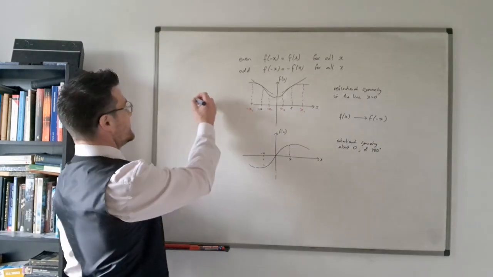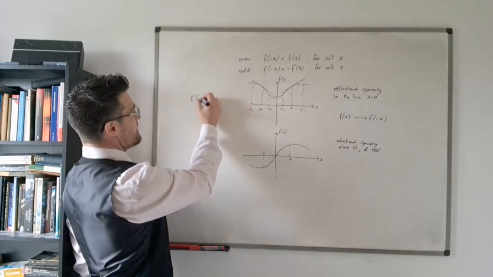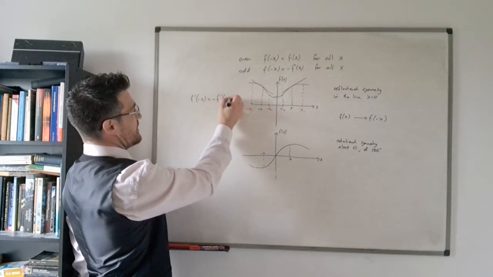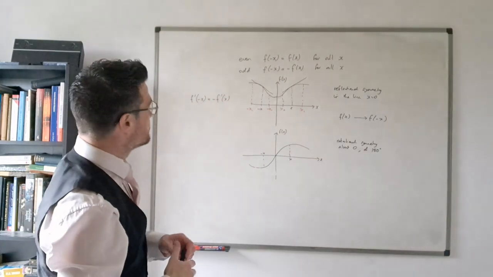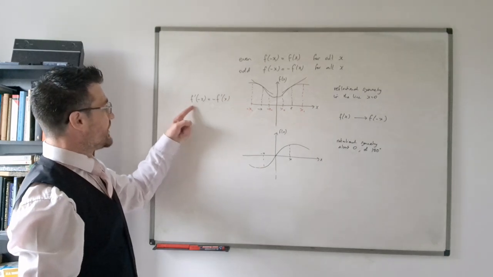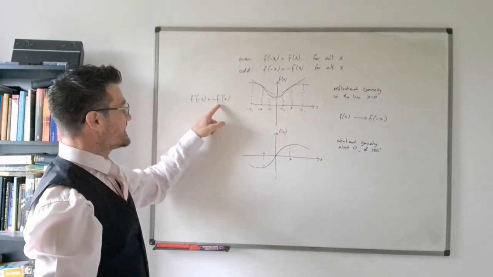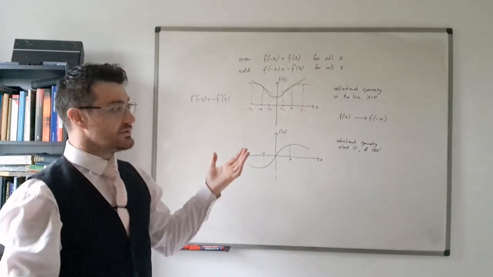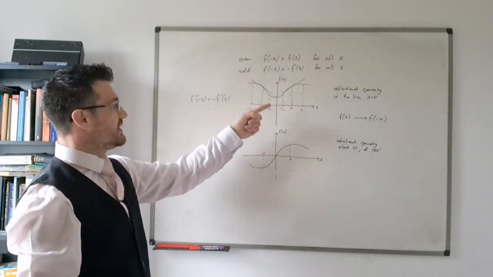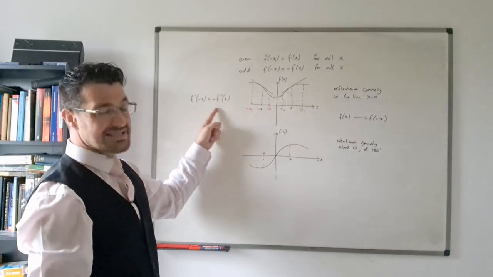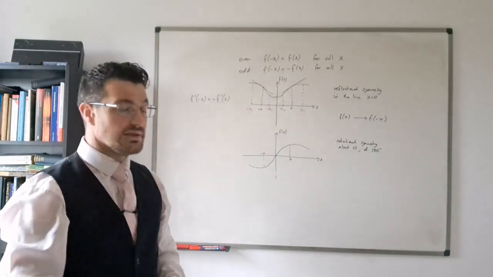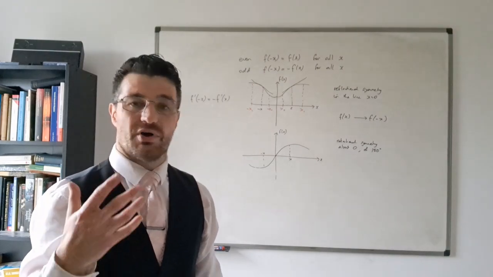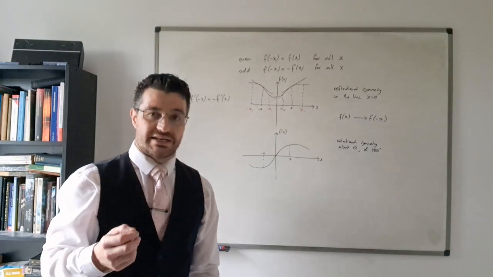So in other words, what we're seeing is that f prime of minus x is equal to minus f prime of x. The gradient at minus x is equal to the negative of the gradient at x. Well, that's exactly the definition of an odd function. So the gradient function of an even function is an odd function. You'd have to explain this a bit more carefully in your exam.